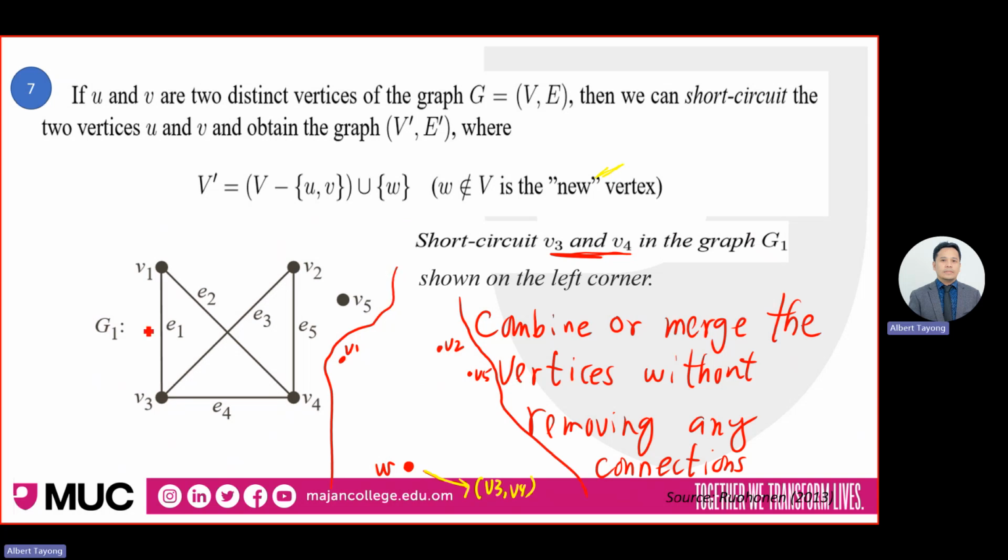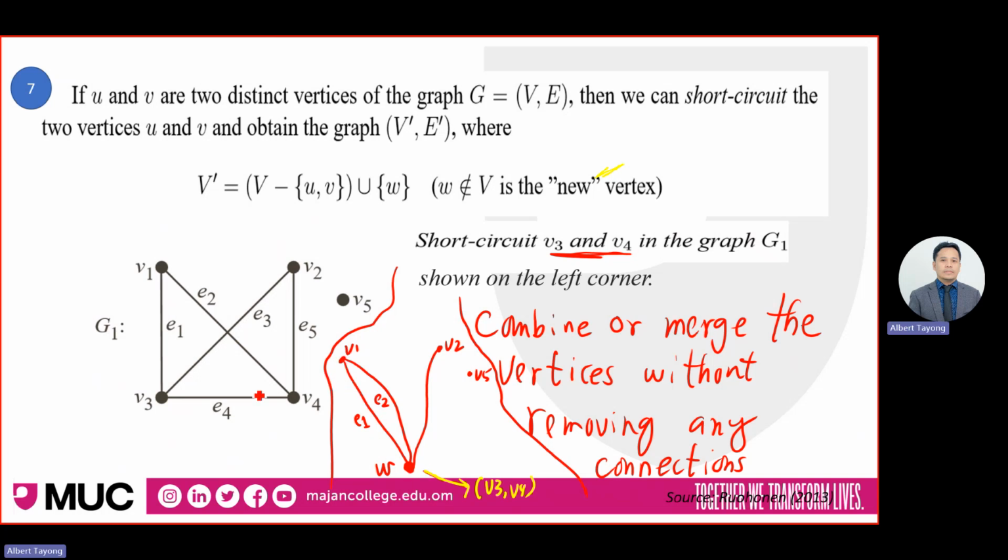So let's start with E1. E1 is from V1 to V3, but our V3 is here now. So this is our E1. Our E2 is from V1 to V4, but our V4 is here. So we have to draw a multiple edge. That's our E2. Our E3 is from V2 to V3. So it will be from V2 to W, because our 3 and 4 are here.